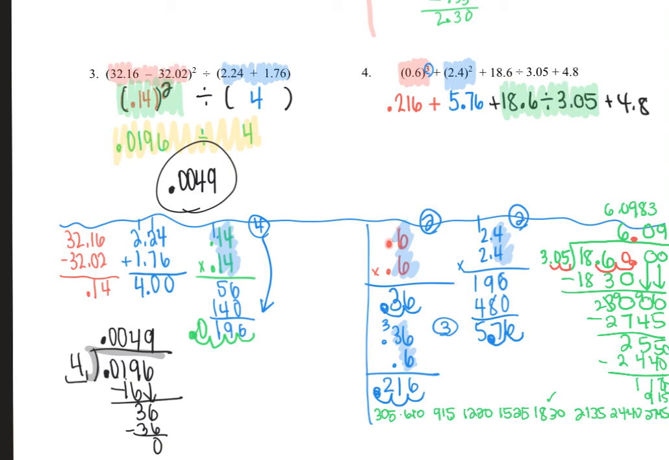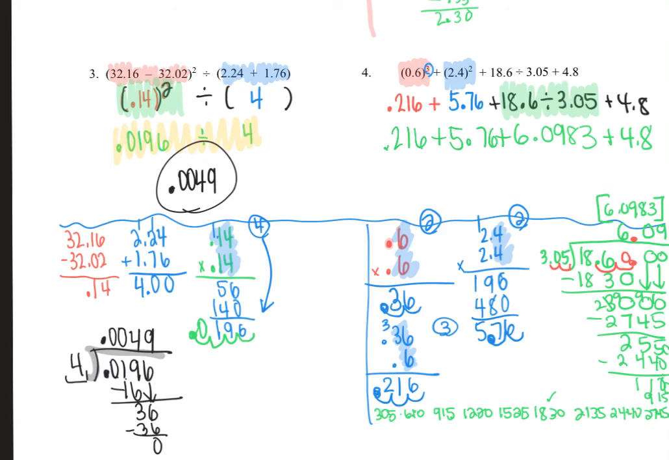And ultimately, this one's not a very pretty one. So, to be honest, I would not give you one like this where it keeps on going and going. So, let's just pretend for the sake of this that it ended here at 6.0983. And I'm adding the 4.8, I'm adding the 2.16 and the 5.76.